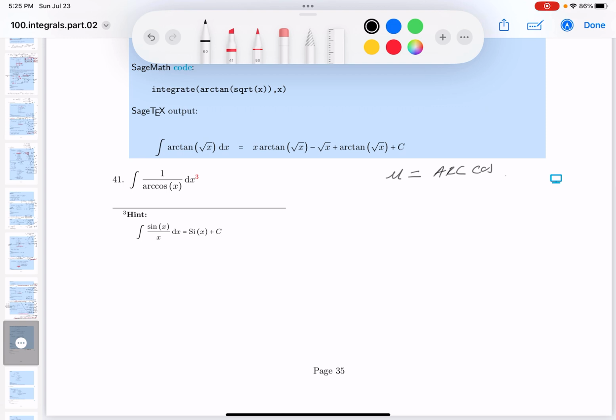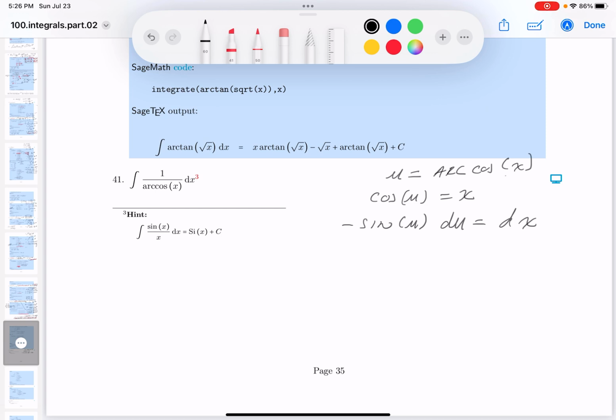And this may not be helpful. What do you get over here? Cosine of u is equal to x. I can differentiate this now. I can differentiate the u too, but let's just do this. You're going to get minus sine of u du is equal to dx. I'm going to try to figure this out.